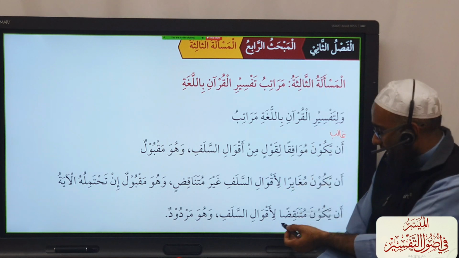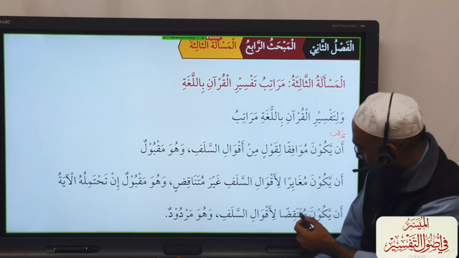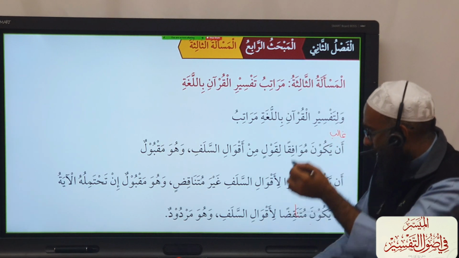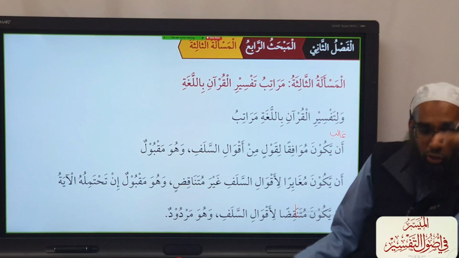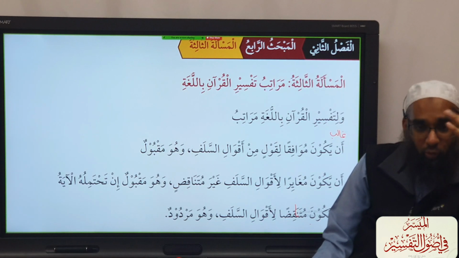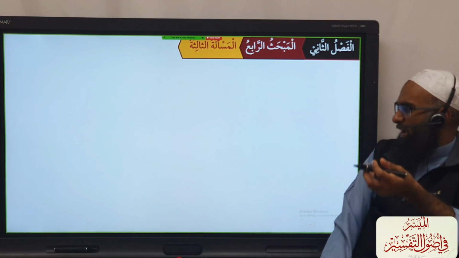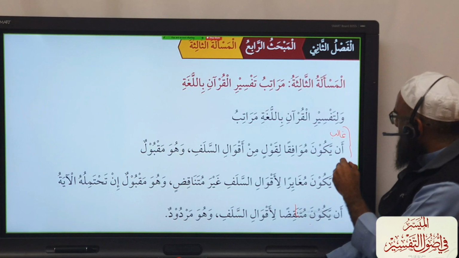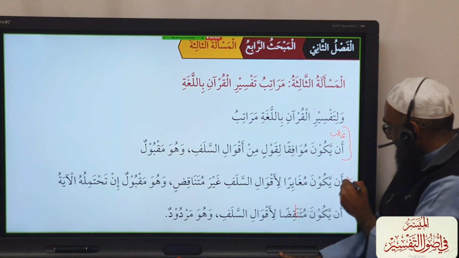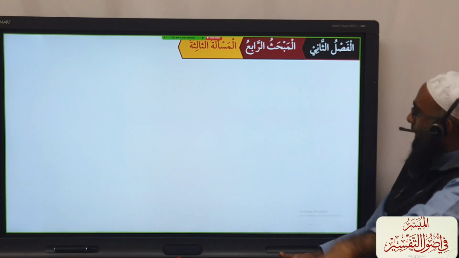And the third one is a mistake here. Ay yakuna mutanaqidan. It is mutanaqid. It's contrary to the aqwal of the salaf, or it's contrary to other usul of deen. So the first one, I'm not going to give an example, because the majority fit into this. We just discussed this and this.